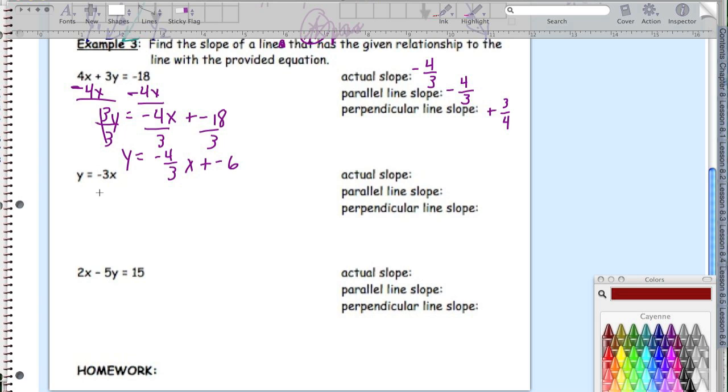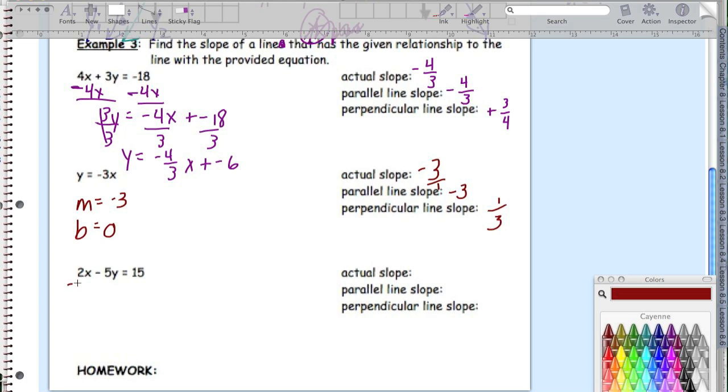That's it. There is no b value, so really this is a slope of -3, a b value of 0, but the y-intercept doesn't really matter here. We're only looking at the slopes, and it is in slope-intercept form, function form, so we're good to go. My actual slope is -3. My parallel line slope then is going to be the same thing, -3. My perpendicular line slope is going to be 1/3, because that's the flip. This is 3/1, 1/3 was negative, now it's positive.